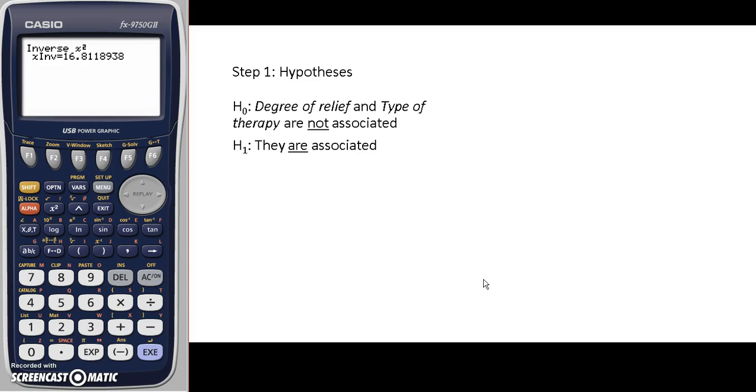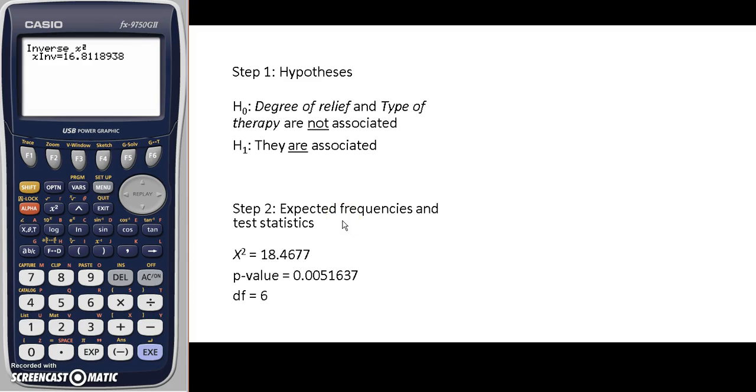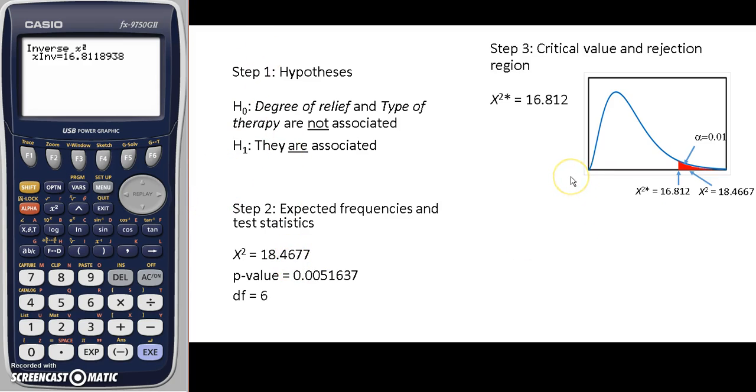Let's bring these 3 steps together now, side by side, and we can then draw our conclusions. So our first step was to set out our hypotheses, with our null hypothesis being that the 2 categorical variables were not associated. In step 2, we calculated and checked our expected frequencies and calculated our test statistics, and we did this using our graphics calculator. In step 3, we calculated our critical value, which marked the start of our rejection region, and we could see that our test statistic lay within that rejection region.